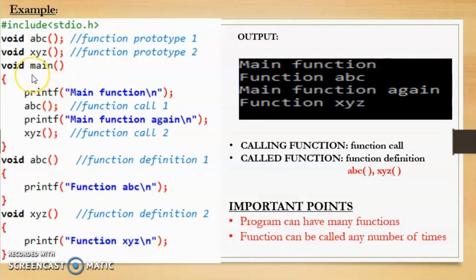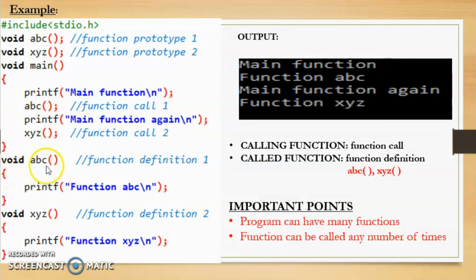Next, the program will start from the main function. So first we have a printf statement, so it will print main function. Then we have a function call to function abc. So control will pass to this particular function, that is to function abc.